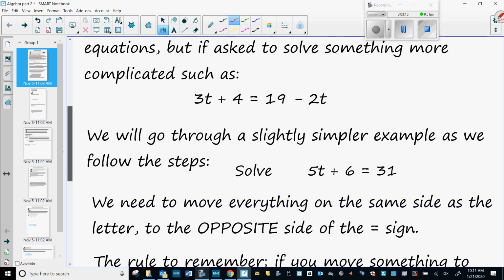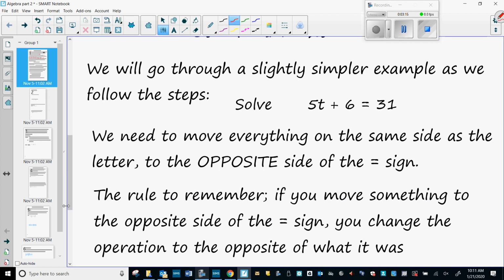So we're going to go through a more, hopefully straightforward, example to make sure we understand the steps of working. I've said here, we need to move everything on the same side as the letter to the opposite side of the equal sign. In other words, I've got 5 lots of t plus 6, and on the other side I've got 31. So I need to get rid of everything else from this side, and what that means is that it's going to end up moving over here.